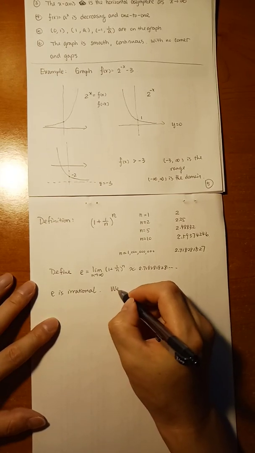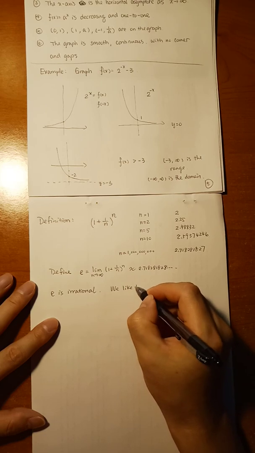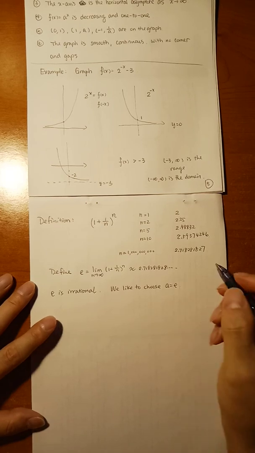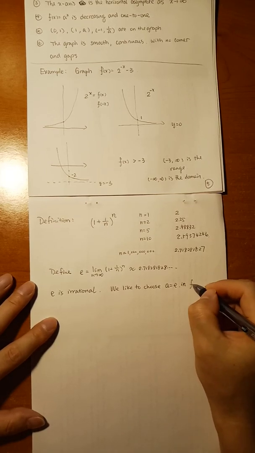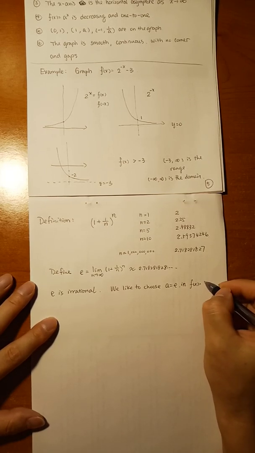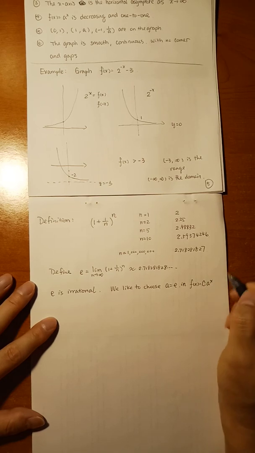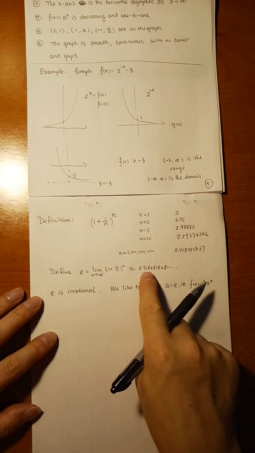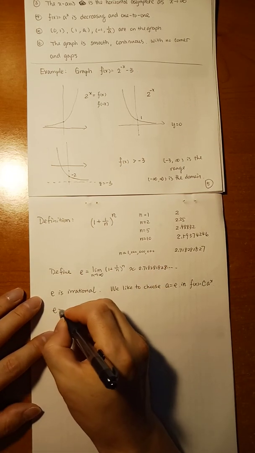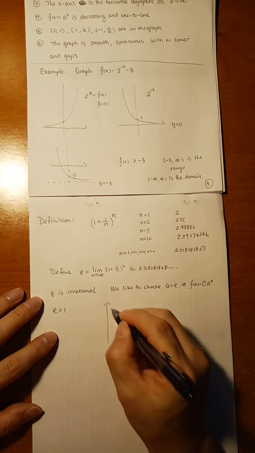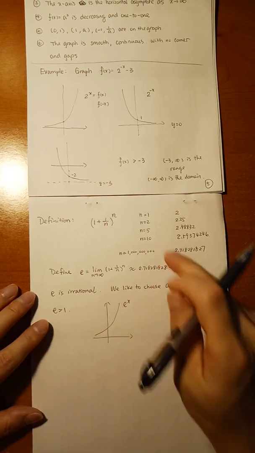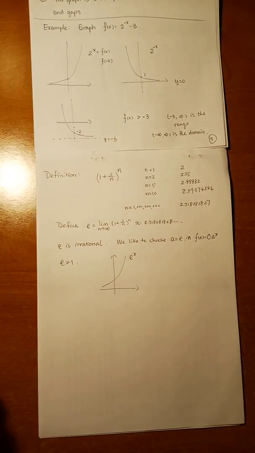So we like to choose a equal to e in f(x) equals a to the x. We like to use this number as a base, and remember, this number is 2.7 stuff. e is greater than 1, so the graph of the exponential function is like this. It's an increasing function.